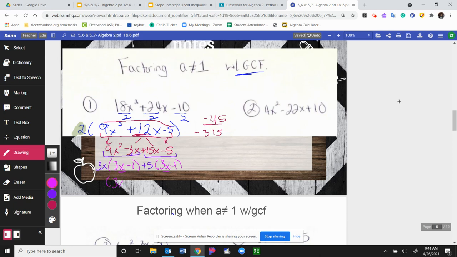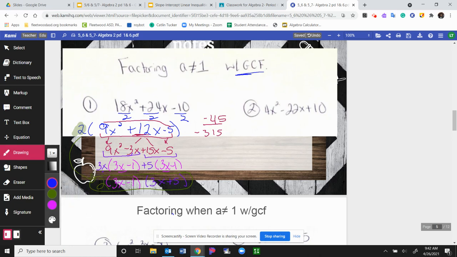I get a 3x minus 1, and then the leftover stuff is 3x plus 5. And then we cannot forget to bring down that greatest common factor out in front, the 2. So that right there would be your final answer. Okay, so let's take a look at the next one together too.